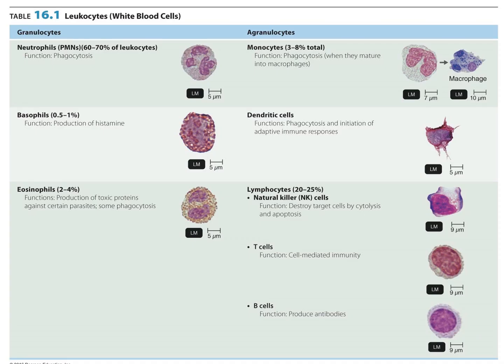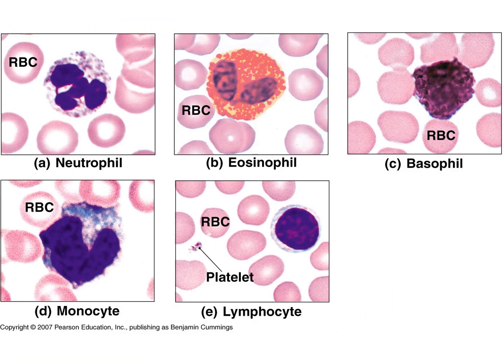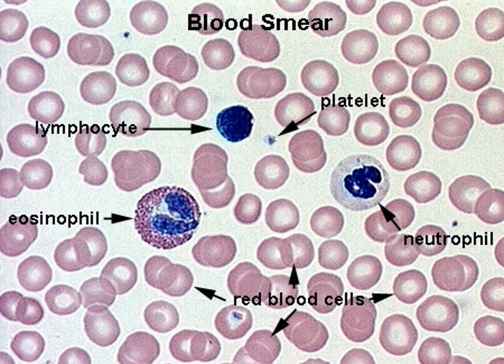And this is just a summary of all of the leukocytes or white blood cells. So I'm not going to ask you to identify pictures of these, but just know what they do. And then this is just a nice picture just showing you the different white blood cells that you would see on a blood smear. And this one's nice because it shows you the relative size. So you can see the lymphocyte over here is going to be smaller than things like your eosinophil and your neutrophil.